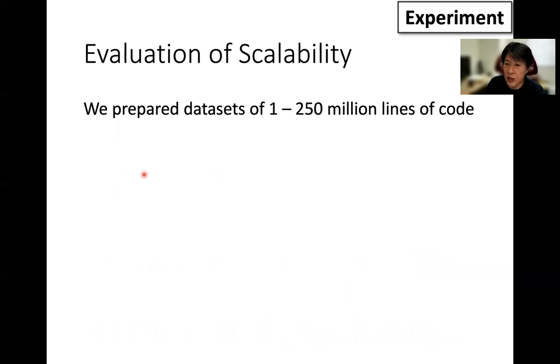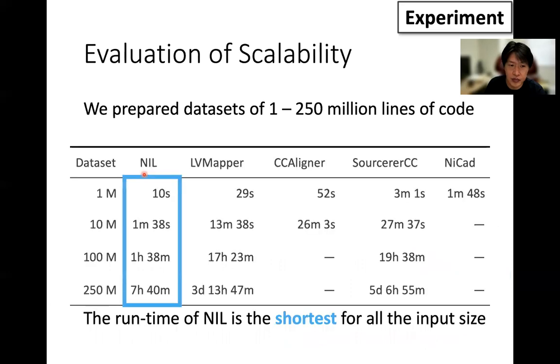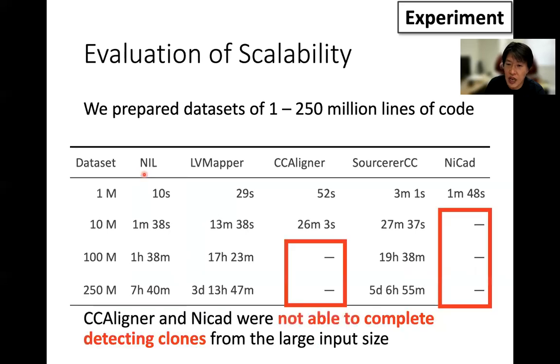Next, I talk about the evaluation of scalability. In this experiment, we prepared datasets of 1 to 250 million lines of code. Then we executed the clone detection tools on each dataset. Here is the result. The runtime of NIL is the shortest for all input sizes. CC Aligner and NICAD were not able to complete detecting clones from the large input sizes.